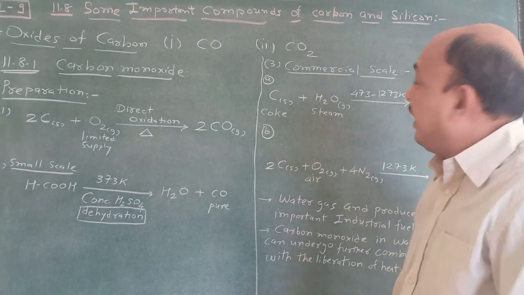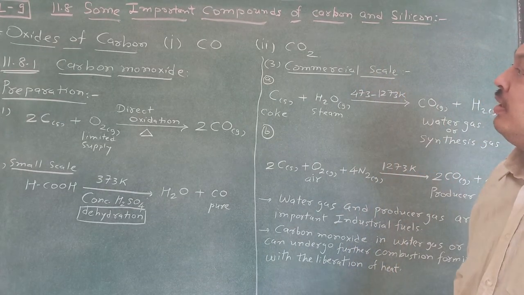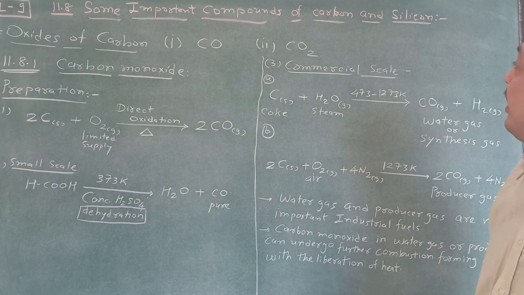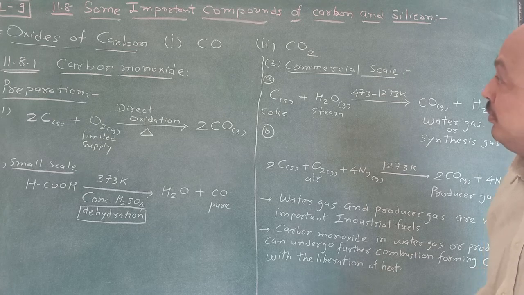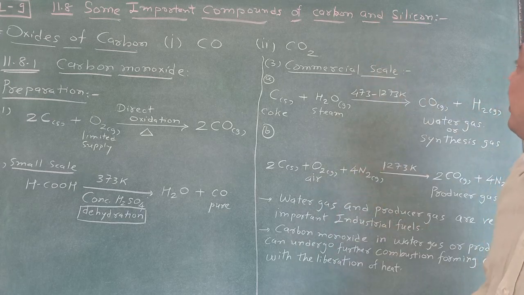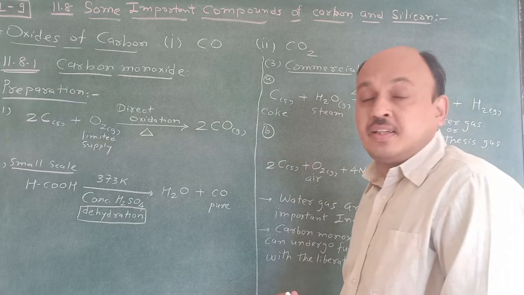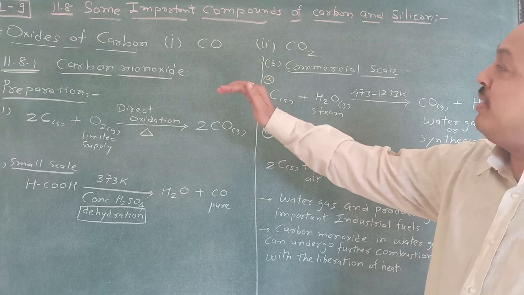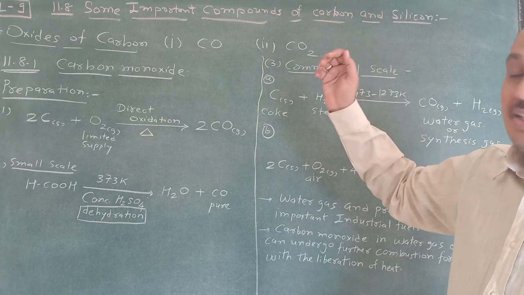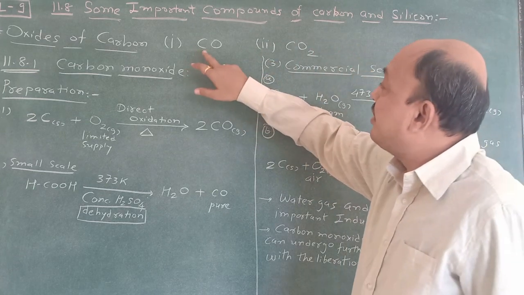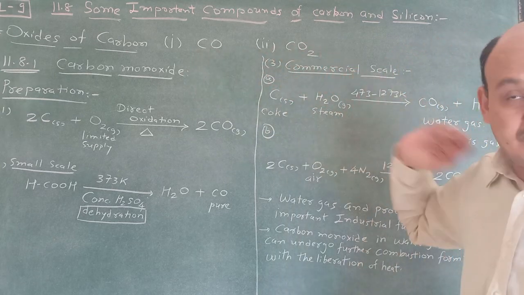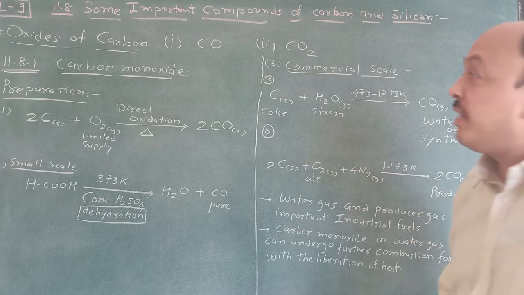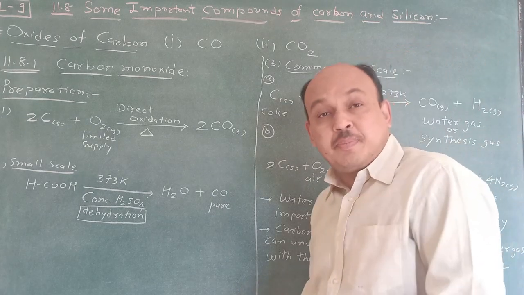In Unit 11, P block elements, Standard 11, Lecture number 9, 11.8, some important compounds of carbon and silicon. Here, in important compounds of carbon and silicon, we have to learn oxides of carbon. That is, carbon reacts with oxygen and gives carbon monoxide and carbon dioxide, with their different properties.